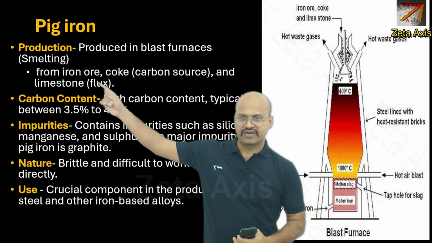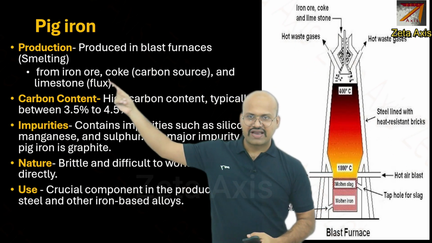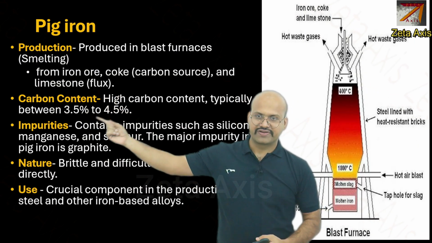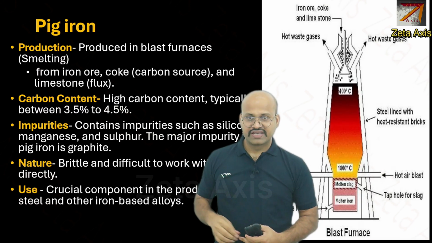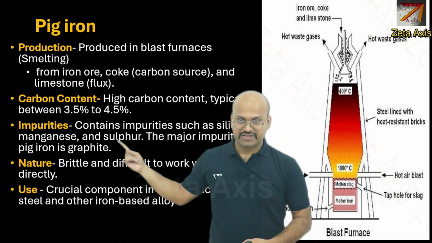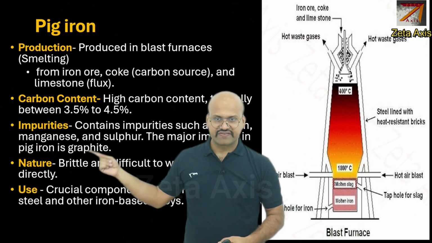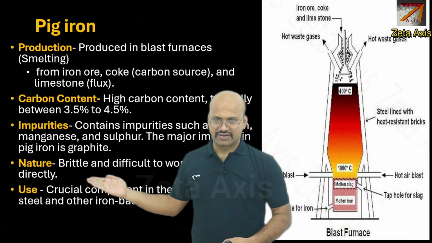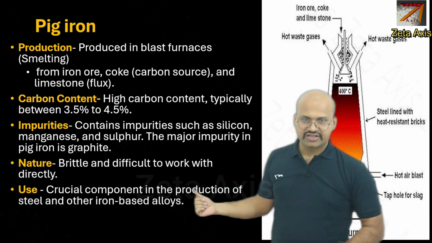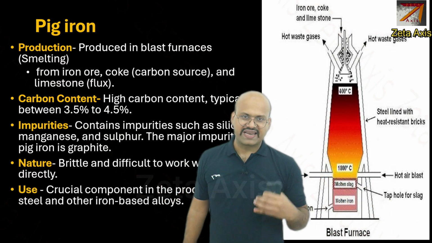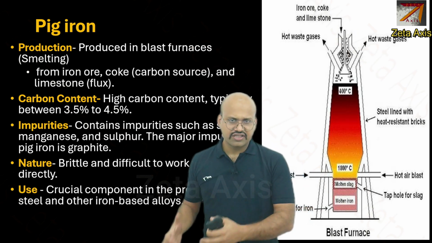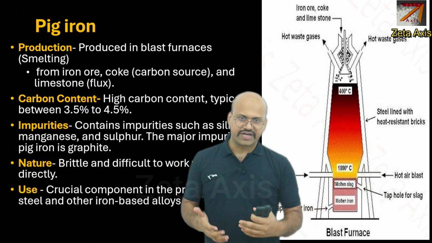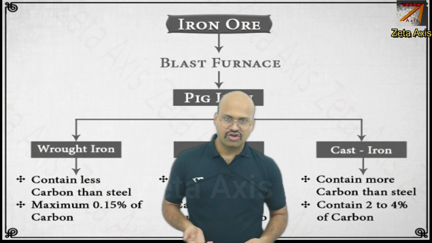Now it is obtained from iron ore, coke which is a carbon source, and limestone which is a flux. It has a very high carbon content, typically between 3.5% to 4.5%. It contains impurities such as silicon, manganese and sulfur. The major impurity in pig iron is graphite. It is brittle and difficult to work with because of the high carbon. It is a crucial component in the production of steel. So pig iron is not directly usable. It has to be converted into some other form of iron or steel before it can be used. So this is basically a raw material for production of either other types of iron or steel.